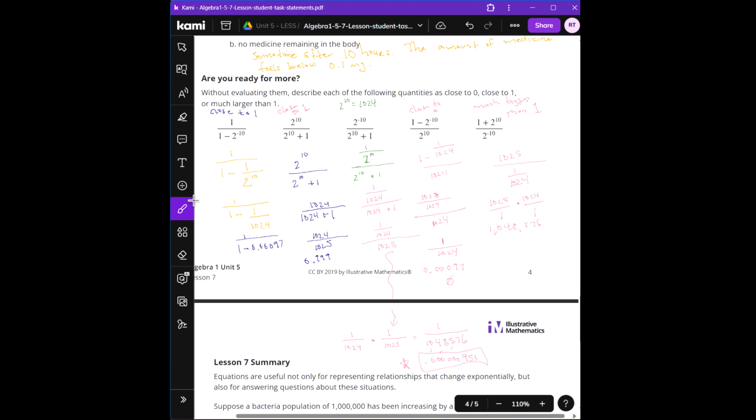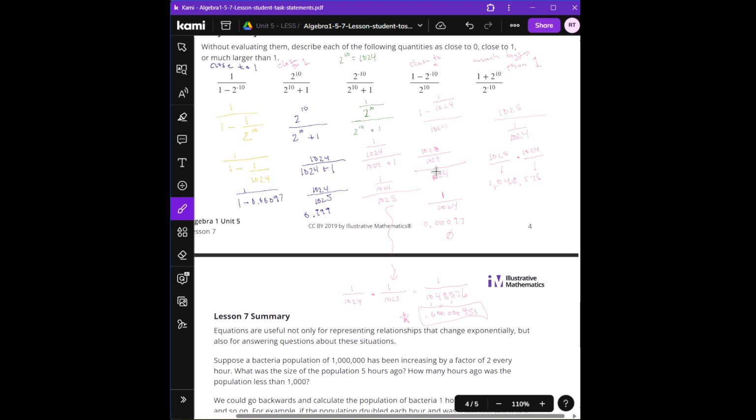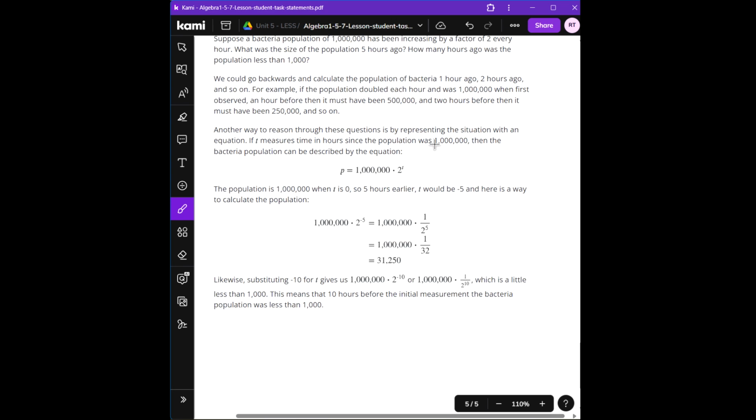So this is much bigger than 1. That was just kind of a review of our exponent rules. Remember, always look at the summary.